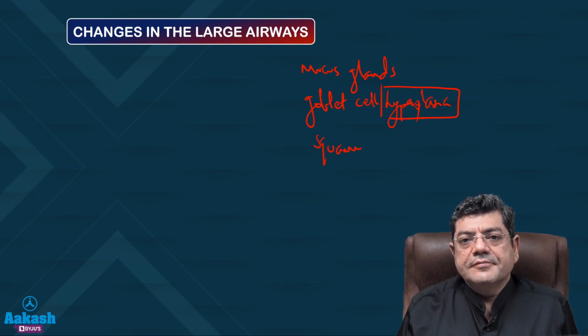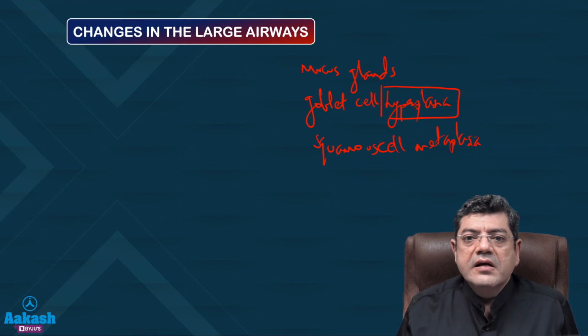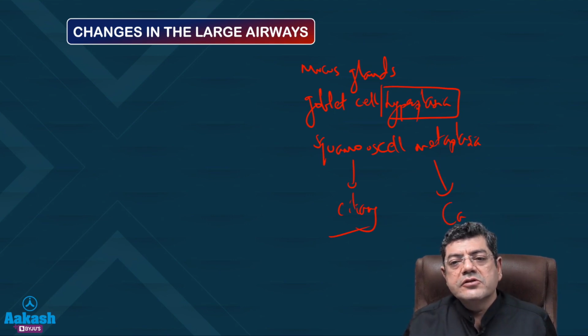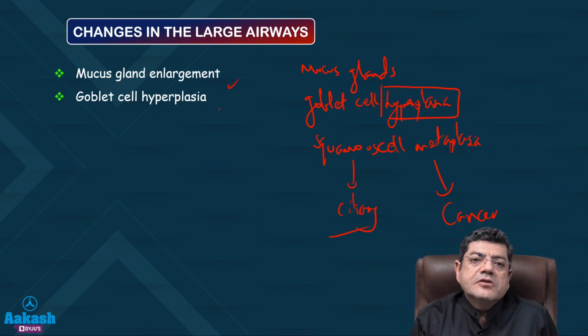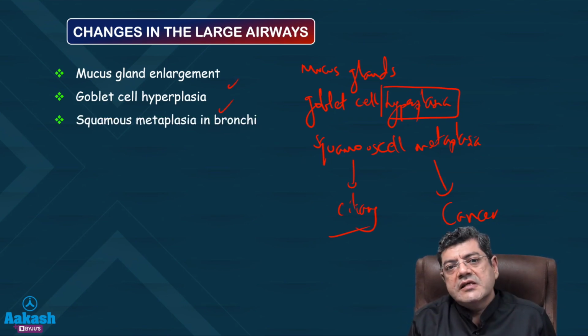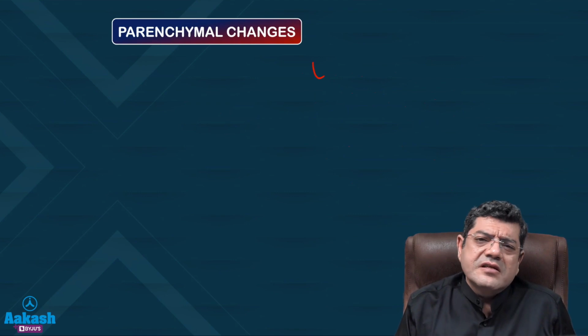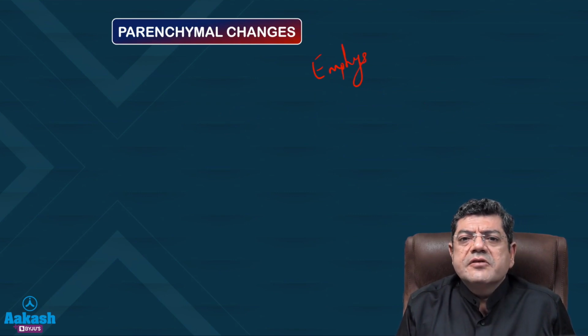squamous cell metaplasia. Now, what's the consequence of squamous cell metaplasia in large airways? Two problems. One is the mucociliary function is lost, so clearance of secretion suffers. Second is that it predisposes to malignancy, right? Okay, so mucus gland enlargement, goblet cell hyperplasia and squamous metaplasia are part of the pathologic changes in the large airways. In the parenchyma, we've discussed it's emphysema, and that's because of alveolar and respiratory bronchiole destruction.